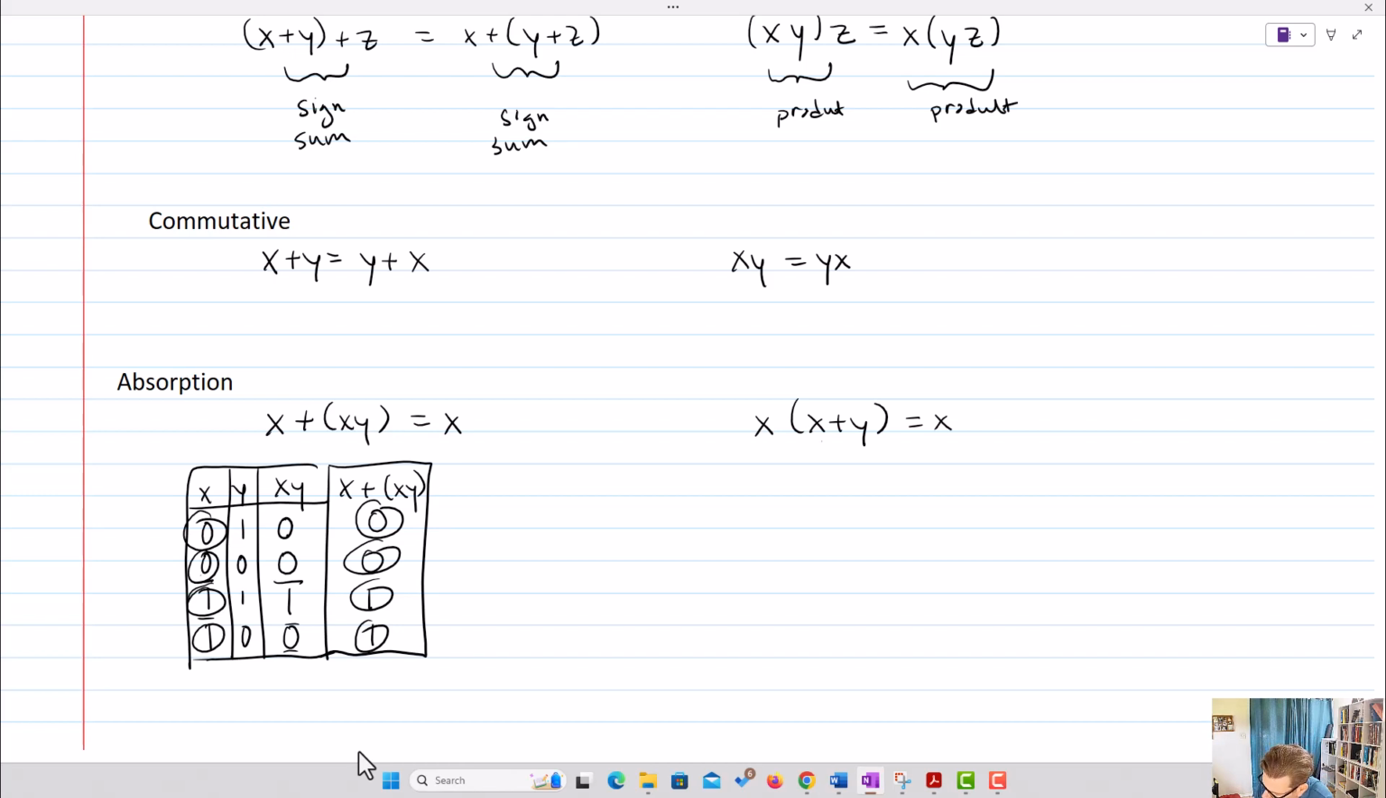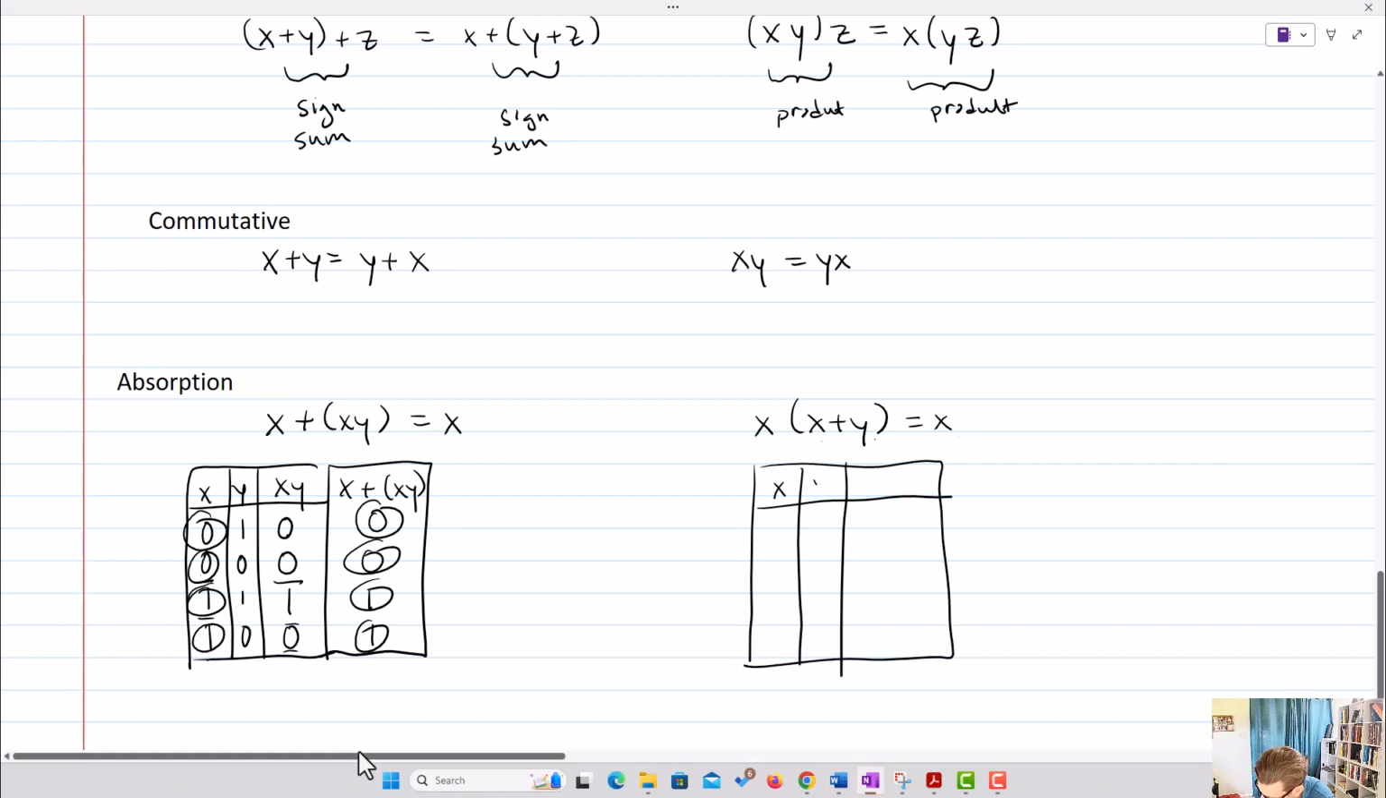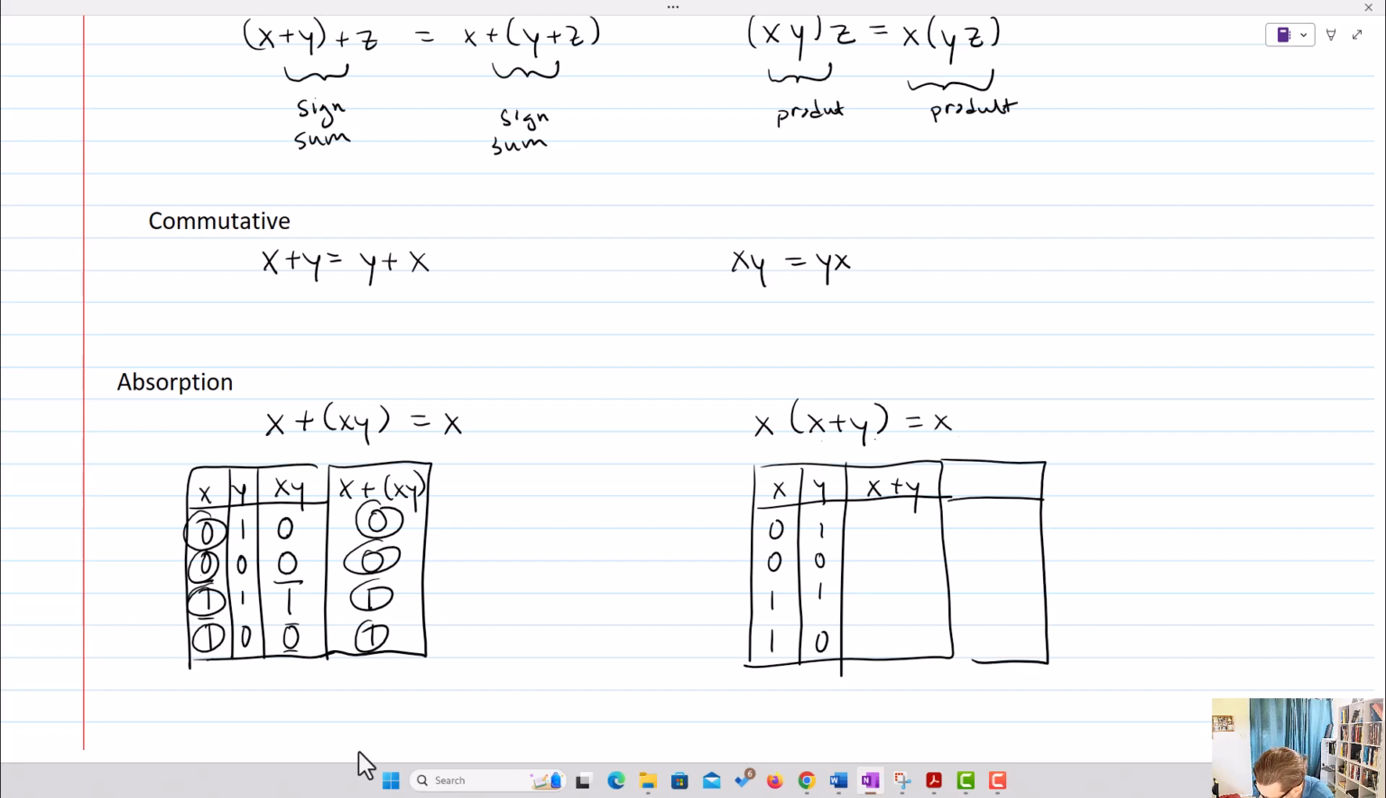Now we'll take x times (x plus y), and we want to see that that equals x. So what we're going to do here is take my values for x and y: 0, 0, 1, 1, and 1, 0, 1, 0. And then I'll have x plus y. And then finally, I'll have x times (x plus y).